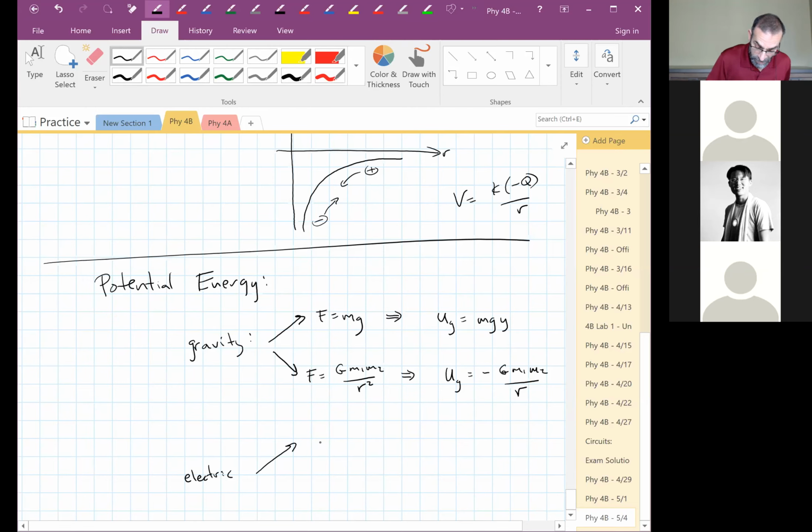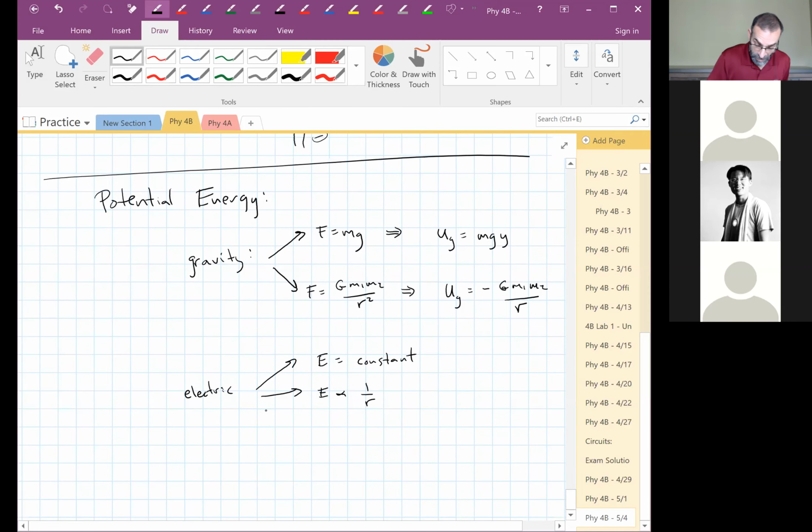We could have E equals a constant, right? If we have an infinite sheet of charge and we're out in front of it, the electric field's uniform everywhere, constant, right? We could have the electric field being proportional to 1 over r. If we're outside of a line charge or a cylindrical charge distribution, the electric field drops off as 1 over r. We could have the electric field dropping off as 1 over r squared, right? If we're outside of a spherical charge distribution.